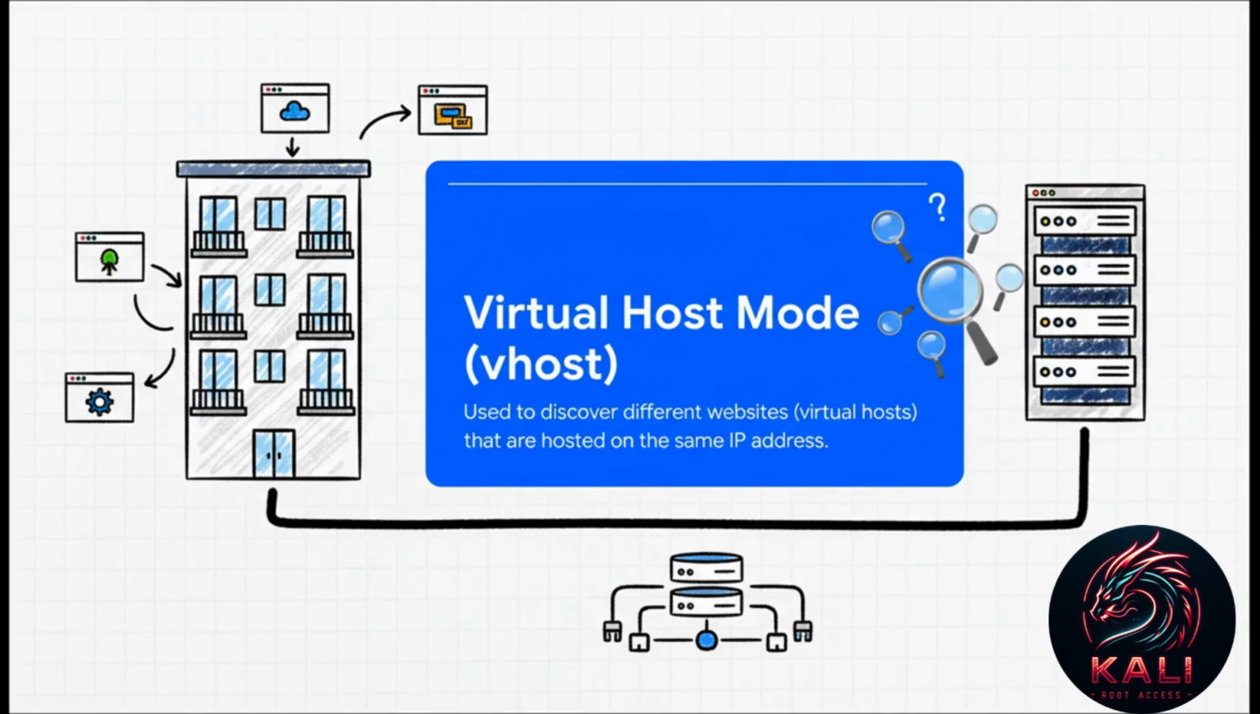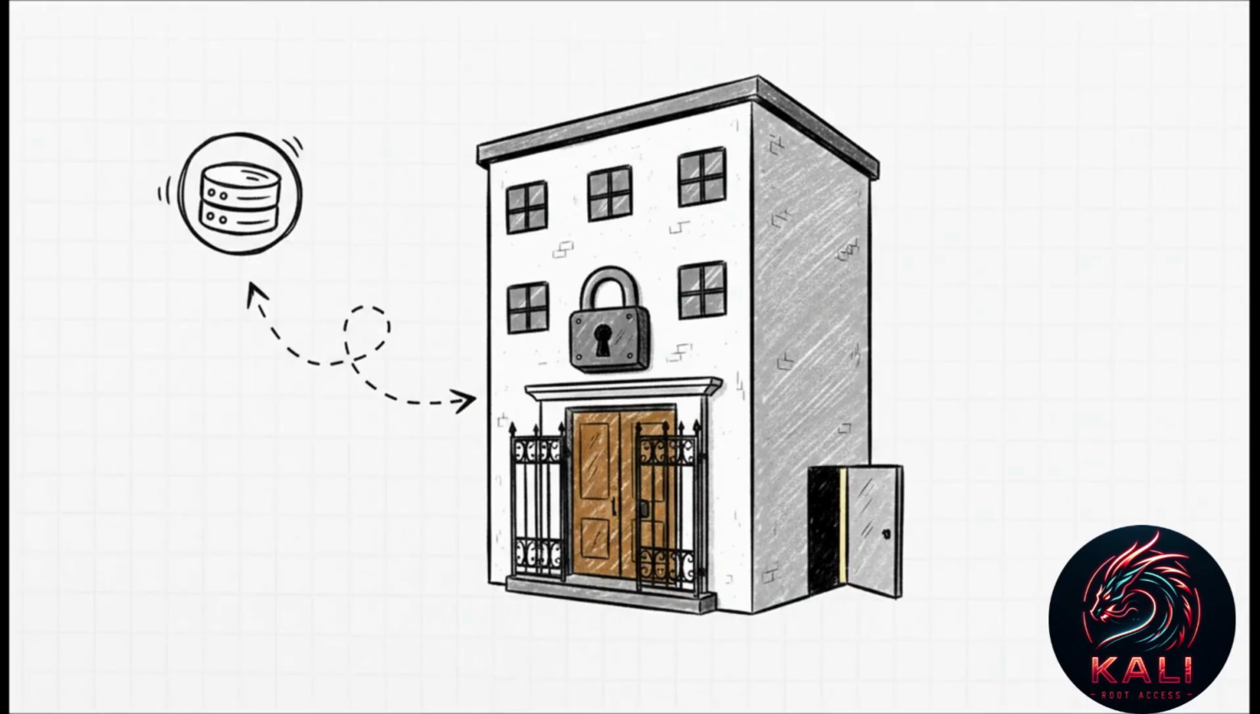The best way to think about it is like an apartment building. Vhost mode is the tool that lets you find the names of all the other apartments in that building, especially the ones that aren't listed on the main directory downstairs. And this is where you can find the real crown jewels.